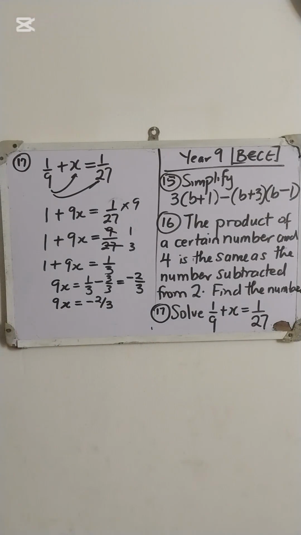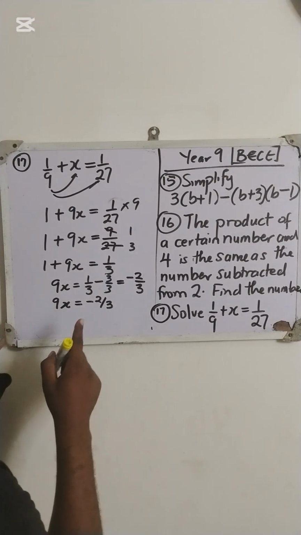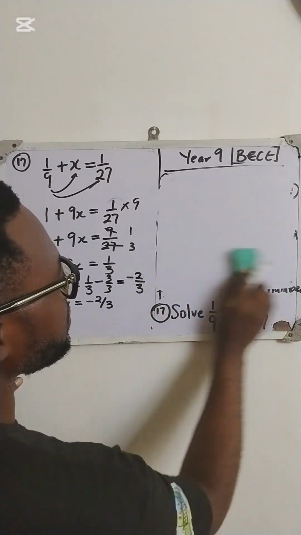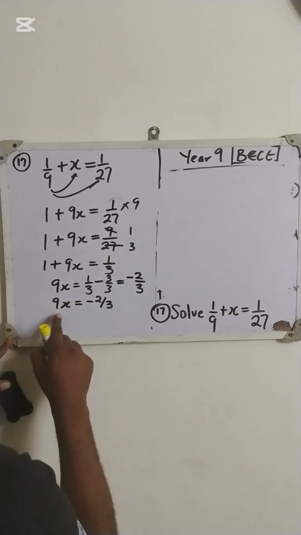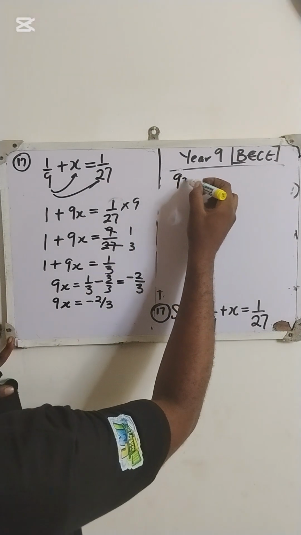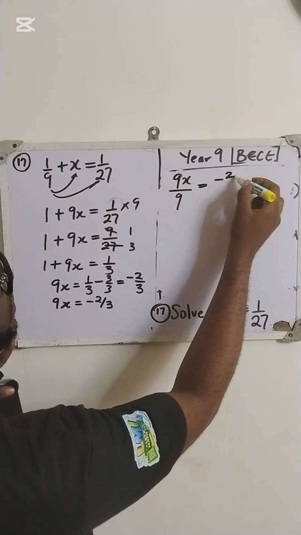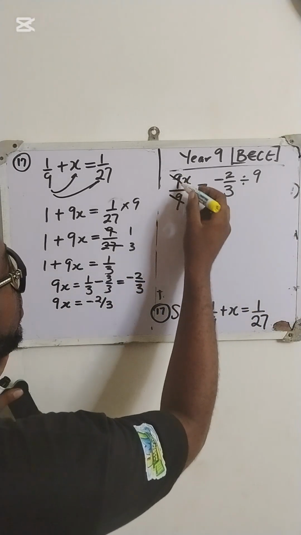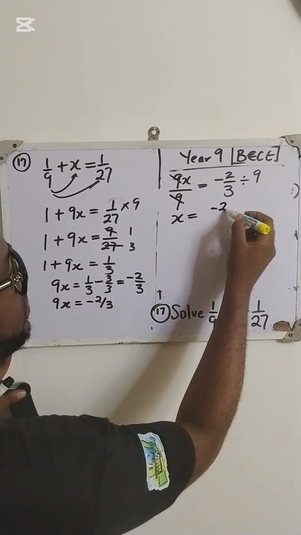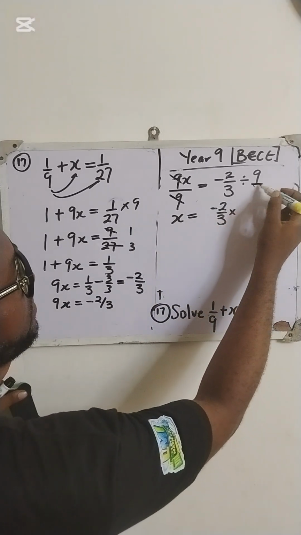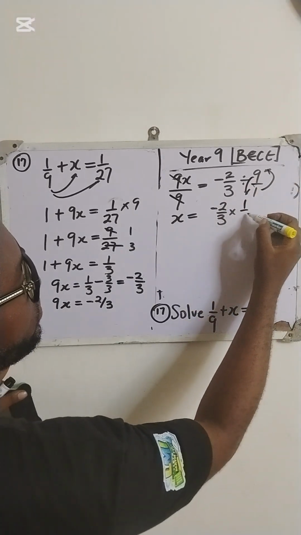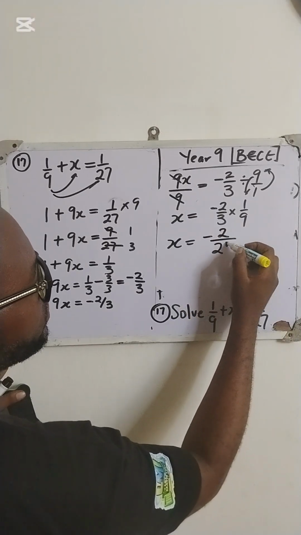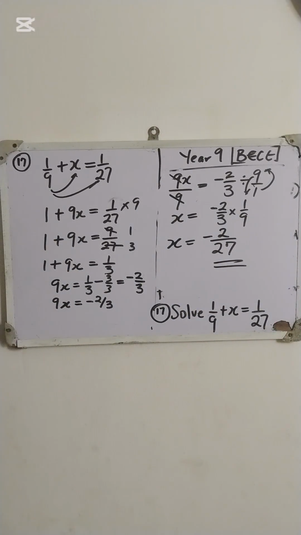So now we divide both sides by the coefficient of 9. Let me come right here, now I have space. We have to remove this, so I divide by the coefficient. So it's like saying 9x over 9 equals minus 2 over 3 divided by 9. I'm dividing both sides by 9. So x will now be minus 2 over 3 times, when you change this to times, we reverse this. So this is 1 over 9. So x equals minus 2 over 27. This is our final answer.